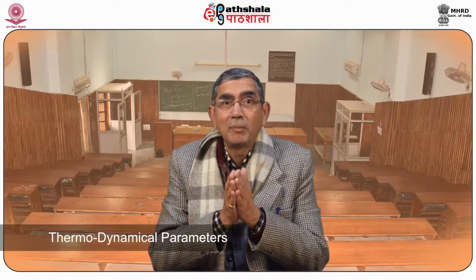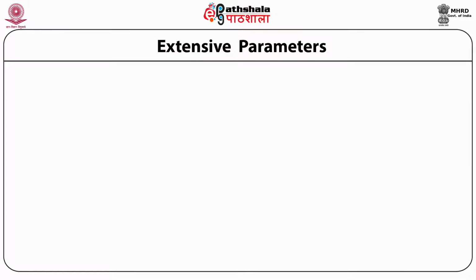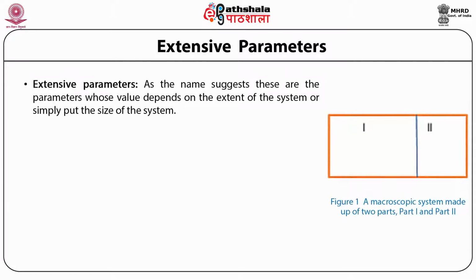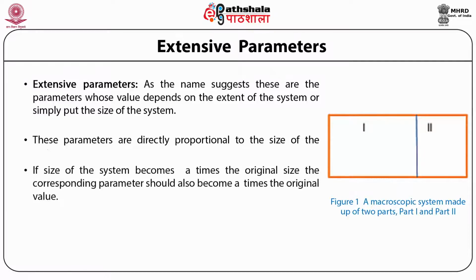Broadly, thermodynamical parameters can be classified into two types: extensive parameters and intensive parameters. Let us try to understand the meaning of extensive parameters. Extensive parameters, as the name suggests, are the parameters whose value depends on the extent of the system, or simply put, the size of the system. These parameters are directly proportional to the size of the system. If the size of the system becomes alpha times the original size, the corresponding parameter should also become alpha times the original value.